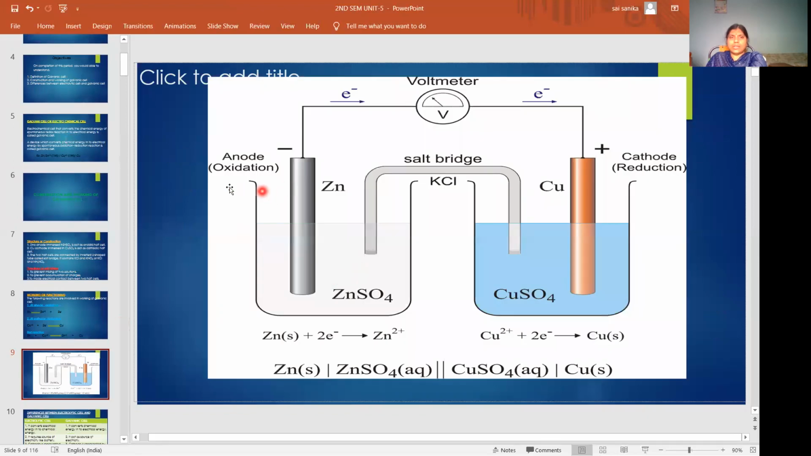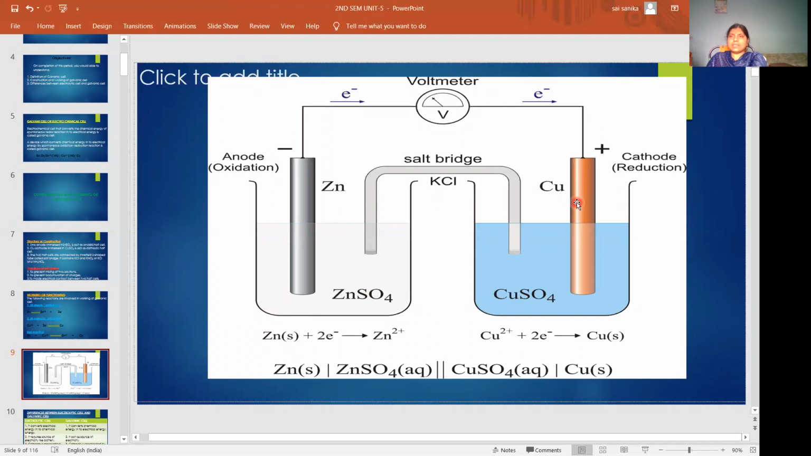So you should get this picture in your mind. This is a galvanic cell. Galvanic cell means two beakers. Electrolytic cell means one beaker, in which there are two rods. Here in the galvanic cell, in two separate beakers, in one beaker we are dipping one rod and in another beaker we are dipping another rod. So that is the difference between the two cells.